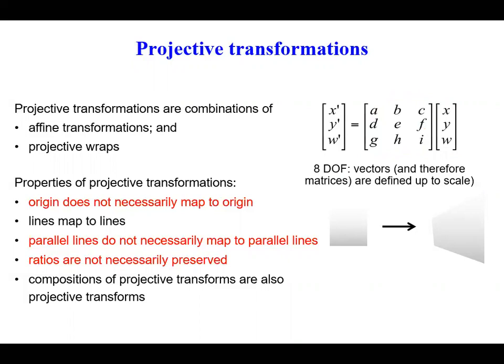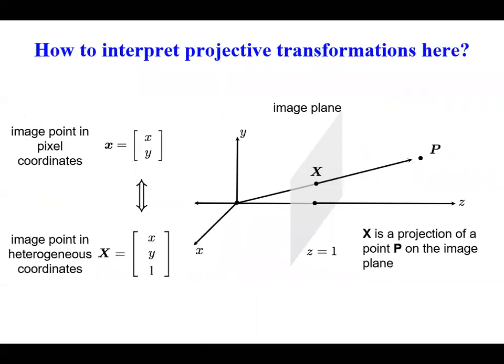But what's exactly preserved? The origin does not necessarily map to the origin. Lines map to lines. Parallel lines do not necessarily map to parallel lines. Ratios here are not preserved. Compositions of projective transformations are also a projective transformation. But now again, this is the image plane. This is the point in the pixel coordinates and so on and so forth. What we would like to do next is the determination of a known transformation to that particular image.